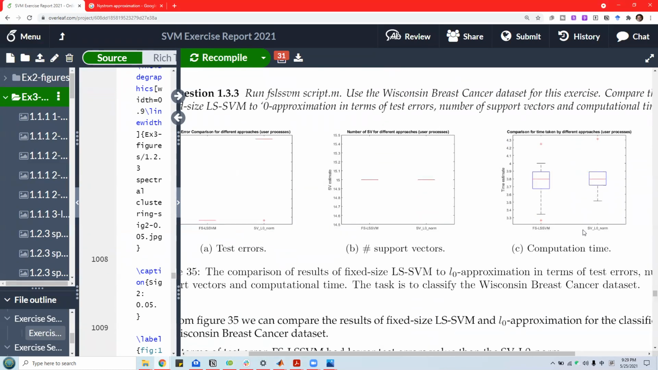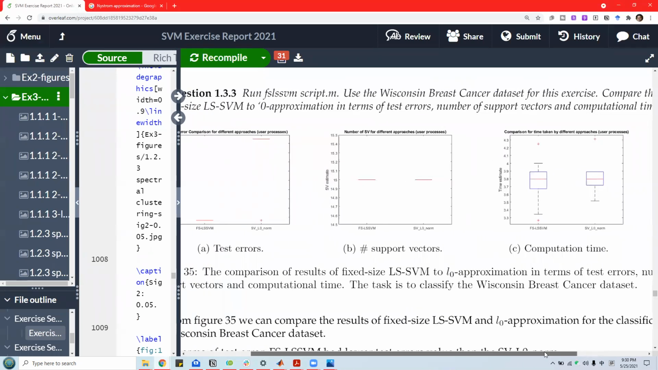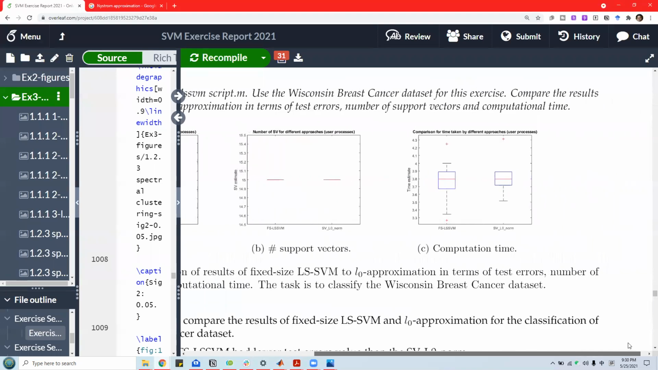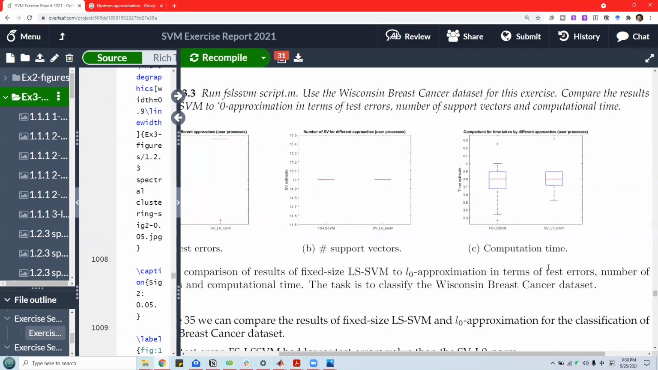So for the time, my SVL0 norm is even higher, so it took longer time. But I mean, they are close. I'm just saying they are close. In my case, the mean is really close, the computation time. So for that one, I don't think there's too much that needs to be explained there. Yeah, indeed, I think there are just so many random factors playing.